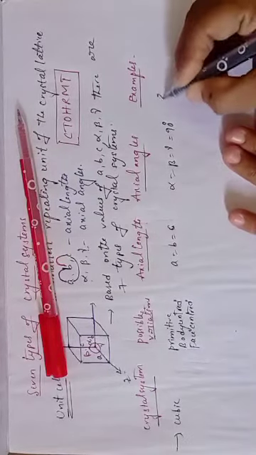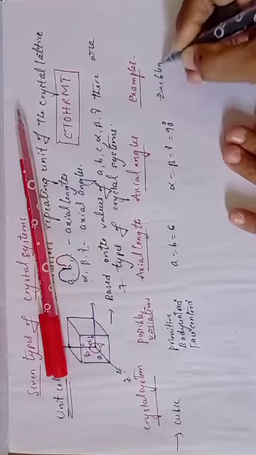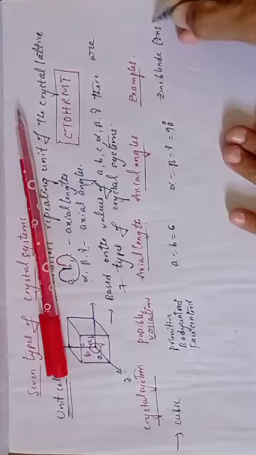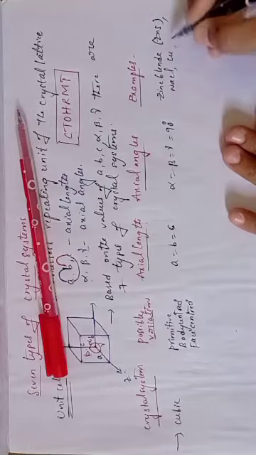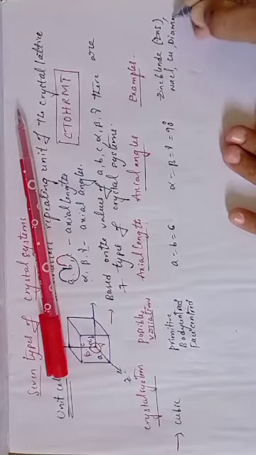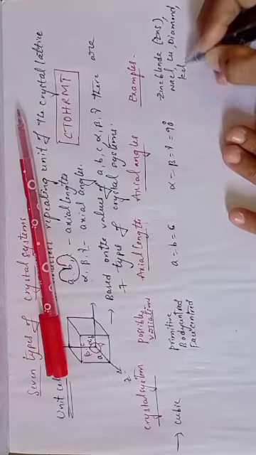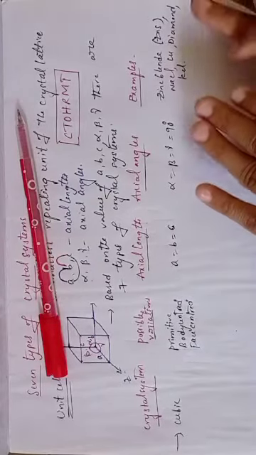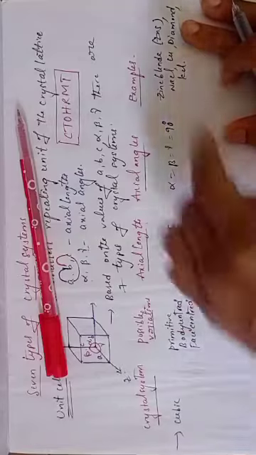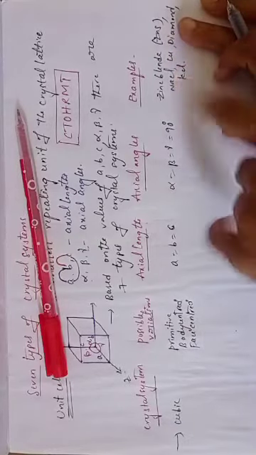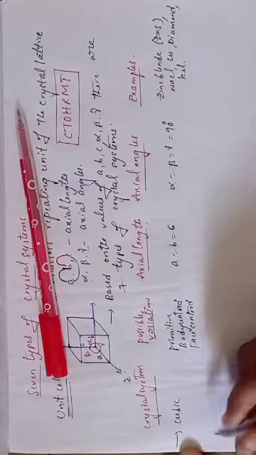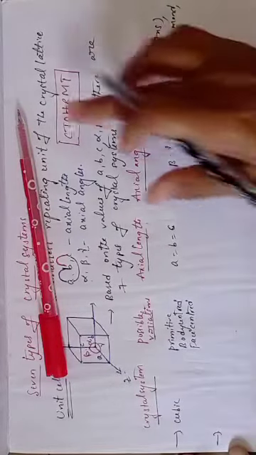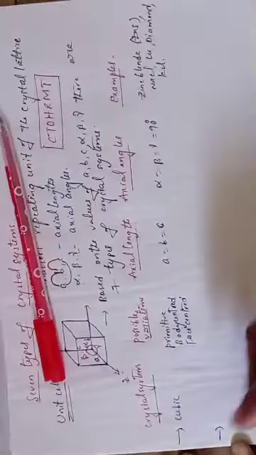Examples: zinc blende, formula zinc sulfide, NaCl, copper, diamond, KCl, etc. So these are the examples for the cubic system, students. That means these compounds are exhibiting which type of system? The cubic system. Now coming to the second type, students, T. T indicates what? Tetragonal system.